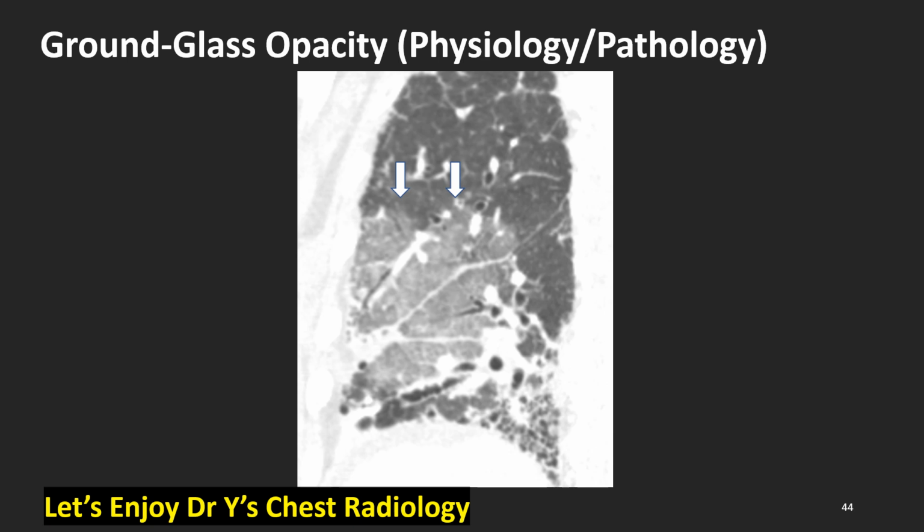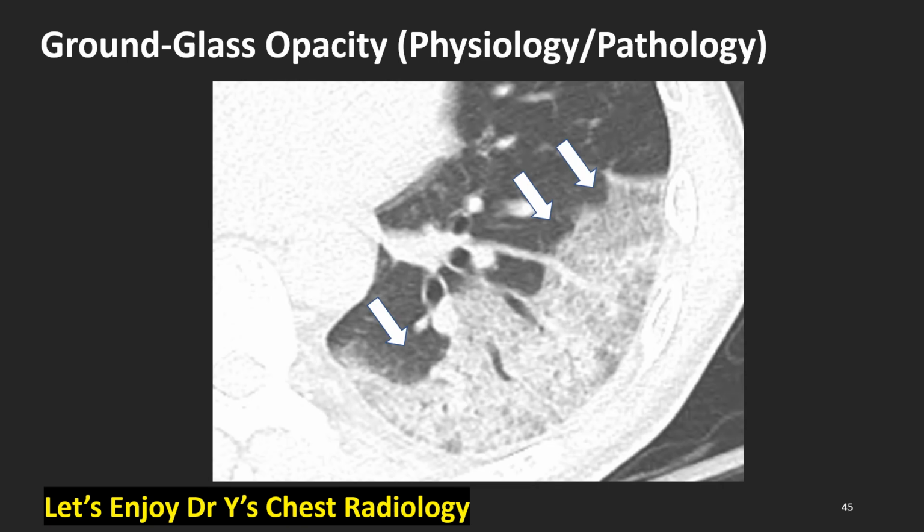Ground glass opacity, physiology, pathology. Arrows indicate ground glass opacity in the IPF patient. Ground glass opacity. Arrows indicate ground glass opacity of alveolar pneumonia patient.